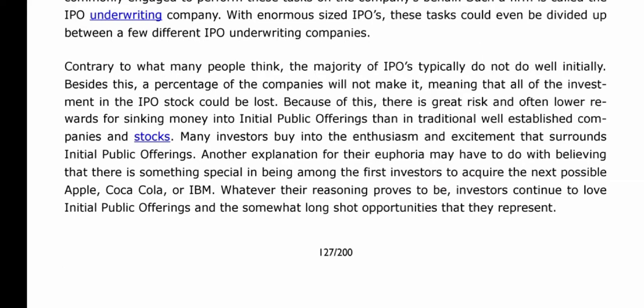There's the next possible Apple, Coca-Cola or IBM, whatever, there is reasoning that proves to be the initial love of initial public offerings, and somewhat long-shot opportunities that they represent.